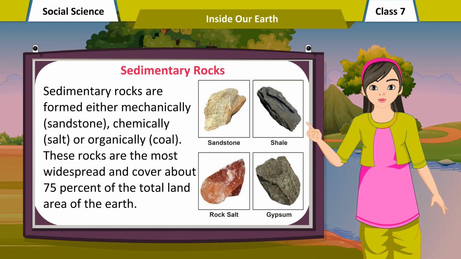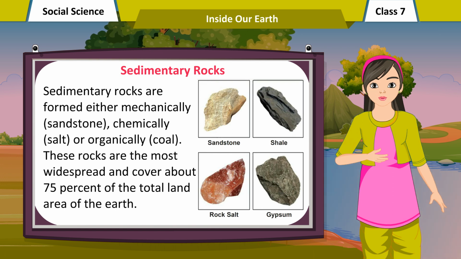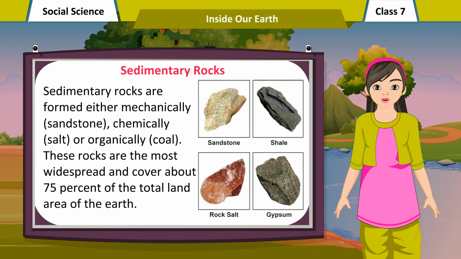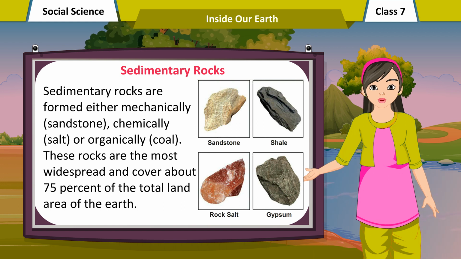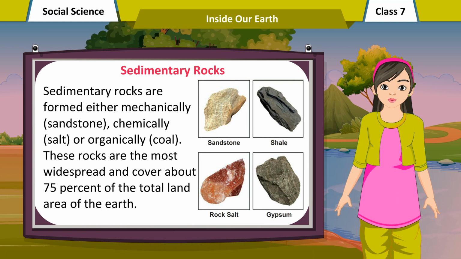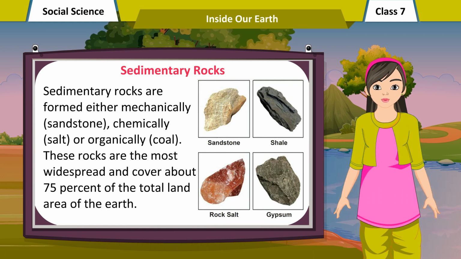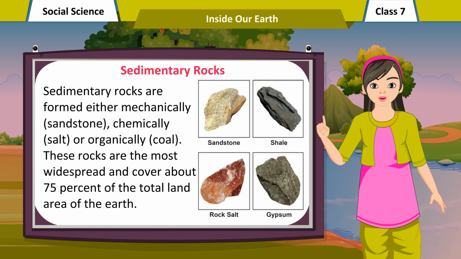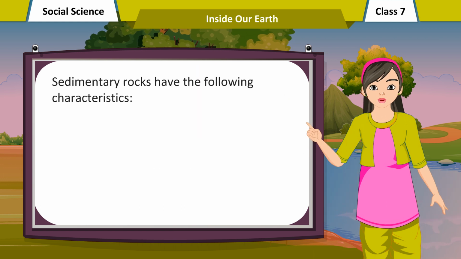These are sedimentary rocks. Sedimentary rocks are formed either mechanically, sandstone; chemically, salt; or organically, coal. These rocks are the most widespread and cover about 75% of the total land area of the earth.